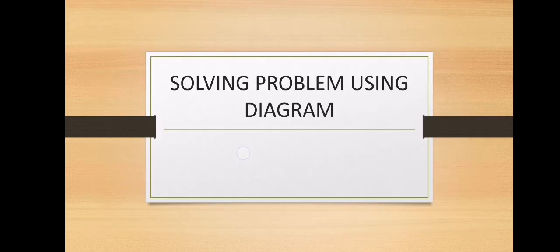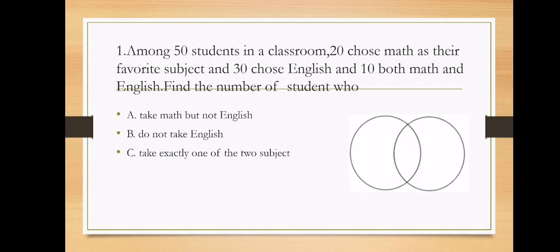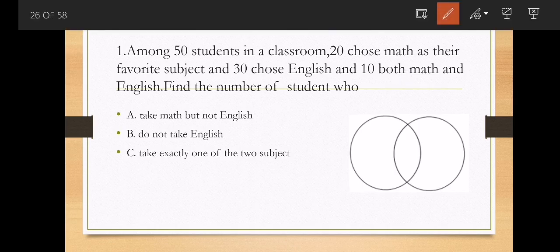So, next. Solving problems using diagram. Among 50 students in a classroom, 20 chose math as their favorite subject and 30 chose English and 10 both math and English. Find the number of students who take math but not English. Letter B, do not take English, and letter C, take exactly one of the two subjects. So we have 50 students, 20 choose math as their favorite subject, 30 choose English, and 10 both math and English. So, unahin lang natin ang nahuling statement. So, we have 10. Ilalagay natin dito.